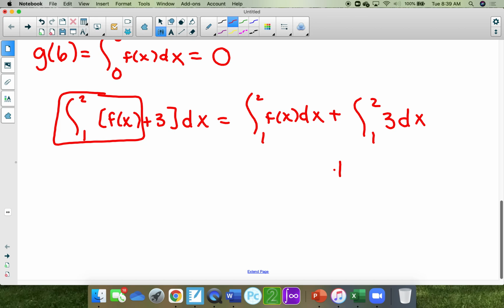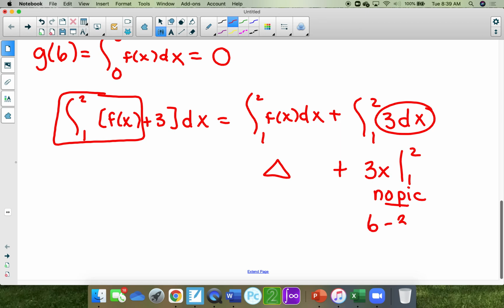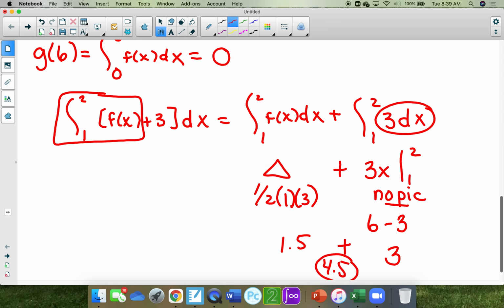So in this one, the antiderivative of 3 is 3x from 1 to 2. You don't need a picture. But when you integrate f of x from 1 to 2, you need a picture and it makes a triangle. So this one's gonna be 6 minus 3, which ends up equaling 3, plus this one's gonna be 1/2 the base times the height, which makes 1.5, which makes 4.5.